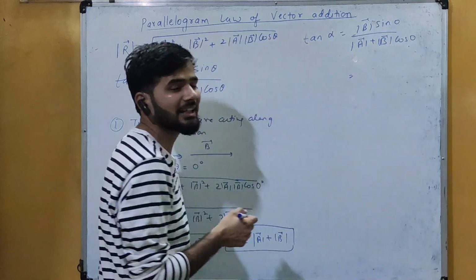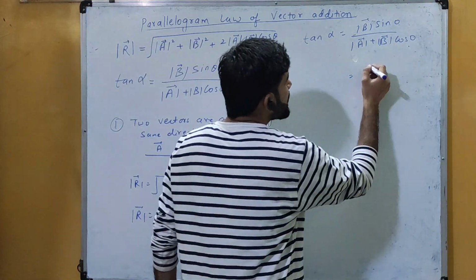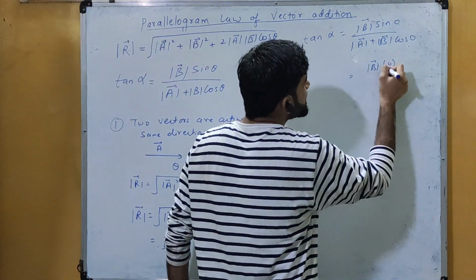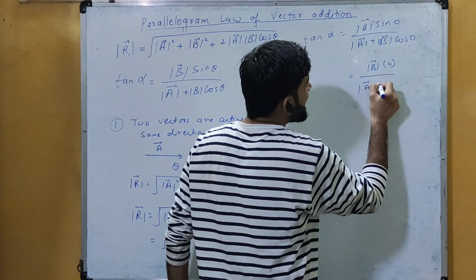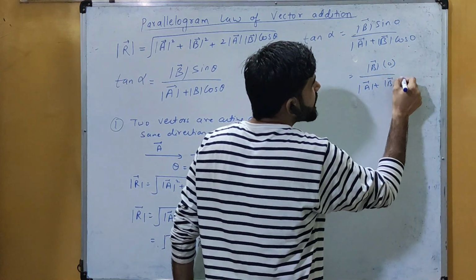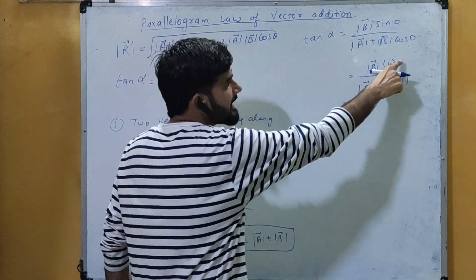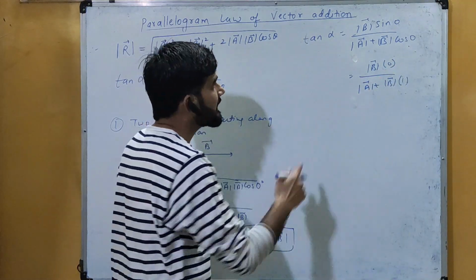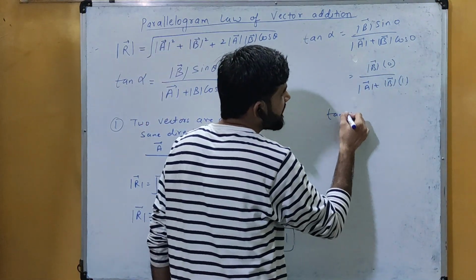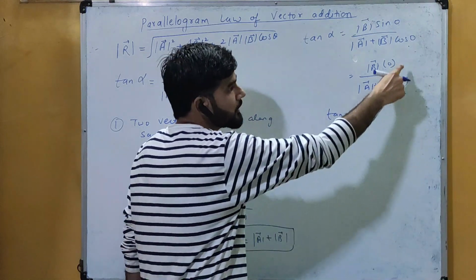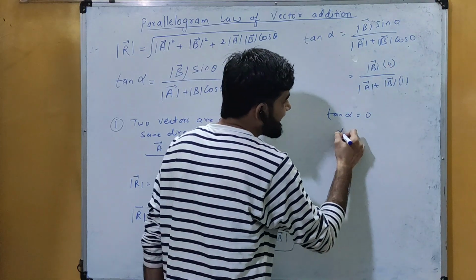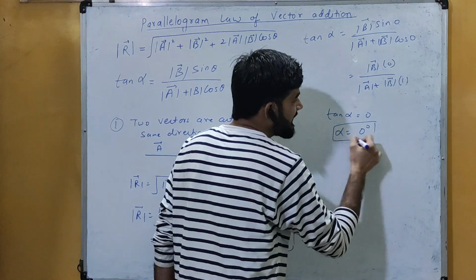Now here, what is the value of sine 0? That is equal to 0. So I can write B into 0 by vector A plus vector B. The value of cos 0 is equal to 1. But in the numerator we have 0, so tan alpha is equal to 0, because in the numerator we have 0, or I can write alpha is equal to 0 degree.